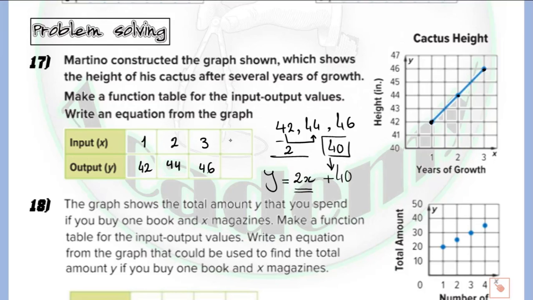And that's how we can find the equation from the table and from the graph, and how we can find the table and the graph if the given is the equation.